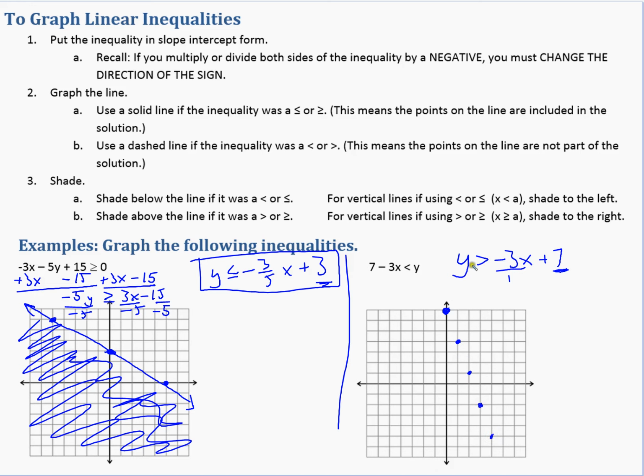We're going to use a dashed line because it's just a greater than. It doesn't have the or equal to there. So dashed line, and this one was a greater than sign, so we want to shade above our line. So everything in this part, all the points up here would make this original inequality true, but not the points on our dashed line because it was just a greater than, not greater than or equal to. And so this is very similar to graphing lines. You just have to remember or determine if you're using a dashed line or a solid line, and then where to shade. And that is graphing inequalities.